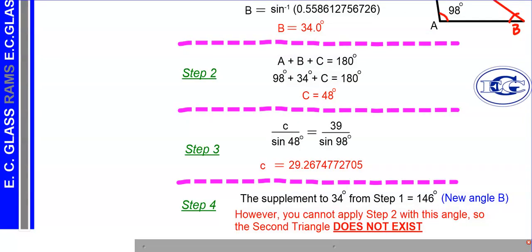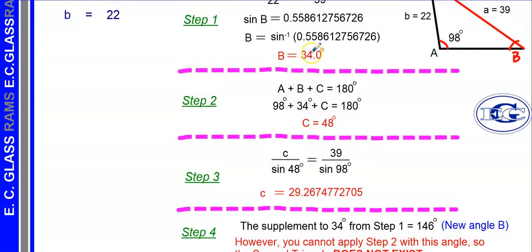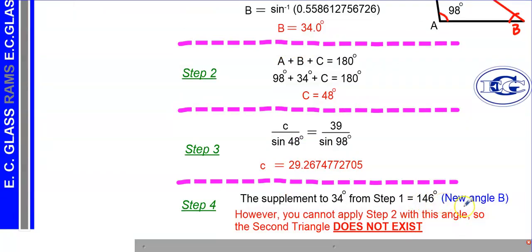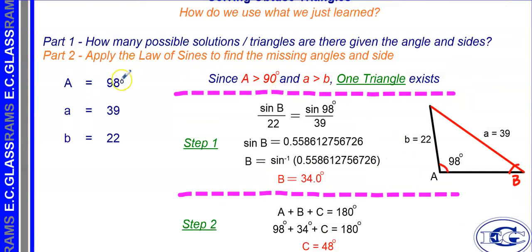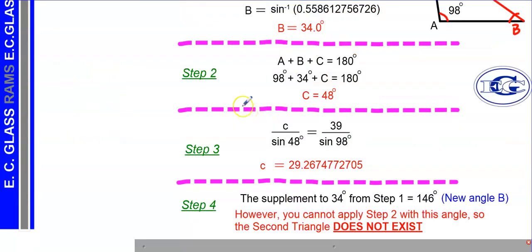Now, I won't go too much into detail with this part, but step 4 is to take the supplement to the first angle given to us, or that we found, which is 34 degrees, and you get 146. So that would be our new angle B if we had a second triangle. However, you cannot apply step 2 to this, so therefore the second triangle doesn't exist. So if you actually try to use the angle sum theorem with 146 and the given angle of 98, it wouldn't work. So therefore you can't do it.